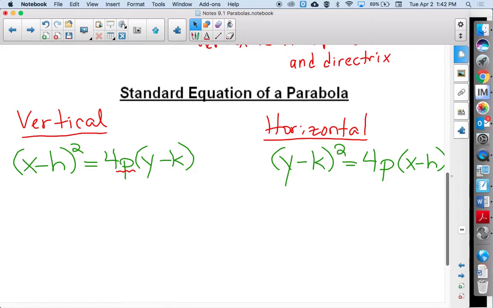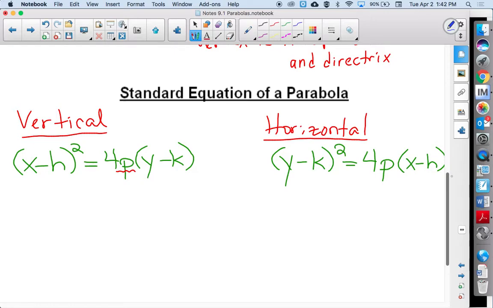So h is always with x because h moves your graph left or right. That's the x value that's shifting left or right. Every single graph that we've done always moves h left or right. K is always with y because that's the part that moves your graph vertically up or down, no matter what. So even though it's on the right side, x and h still go together. Other questions?